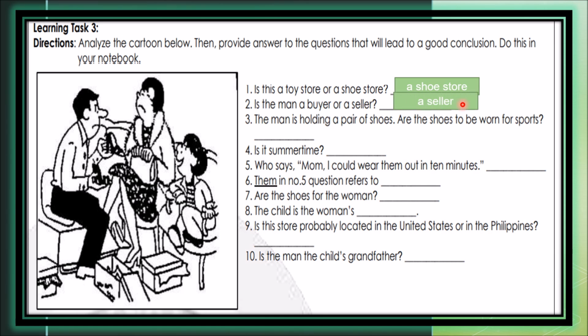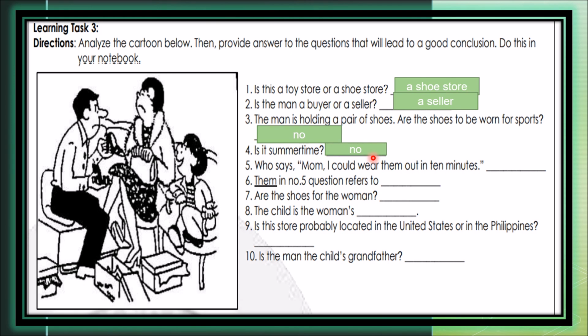Then, number 2. Is the man a buyer or a seller? A seller. Okay, good. Number 3. A man is holding a pair of shoes. Are the shoes to be worn for sports? No. Why? Because it is what? High heels.